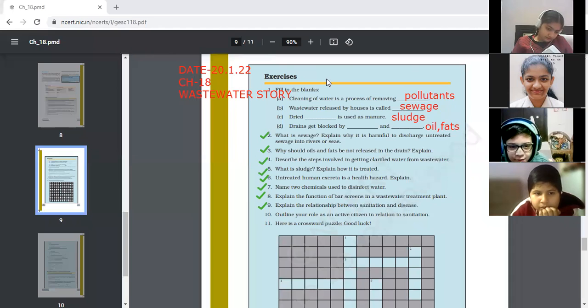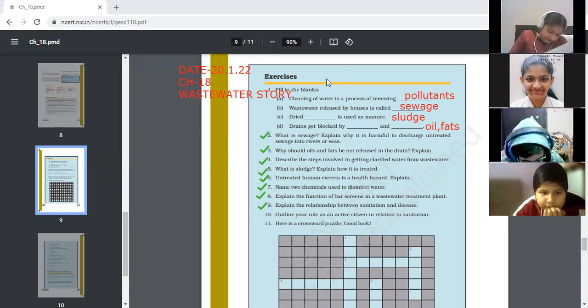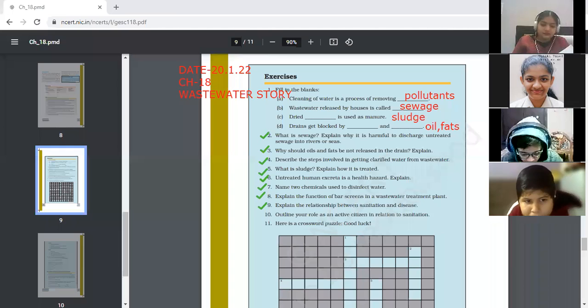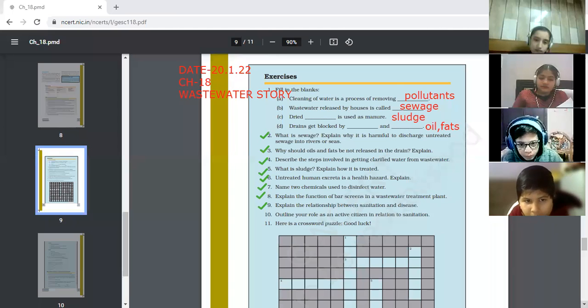Next, number 10, outline your role as an active citizen in relation to sanitization. So, you can tell what you can do for sanitization. To maintain cleanliness in your surroundings, what things can you do? You can write your own points. What will you all do? Give me the answer.